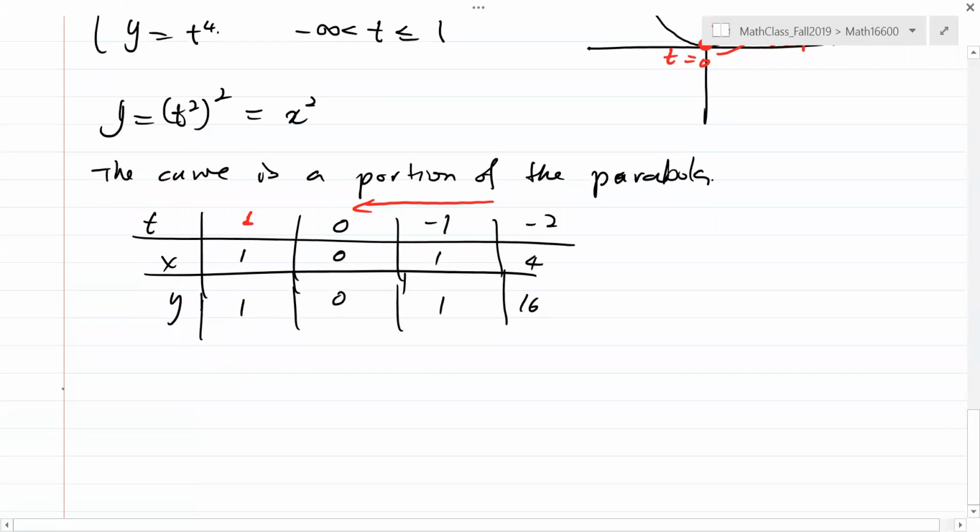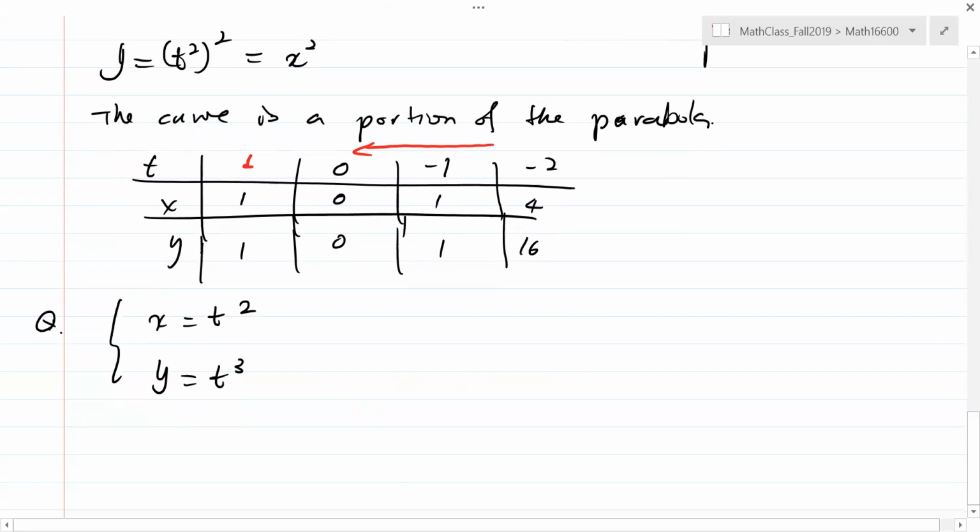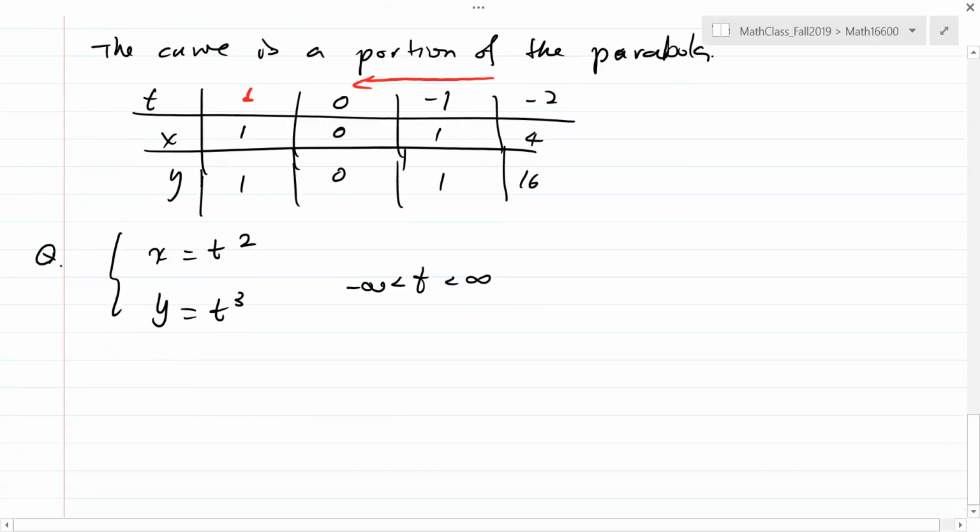Okay, so the next problem, this is x equals t squared, y equals t cubed, okay? No restriction on t. Yeah, t is from negative infinity to positive infinity. Now you can find the direct relationship because I can solve for t from second equation. t is going to be y to the 1/3. Okay, always you can solve it.